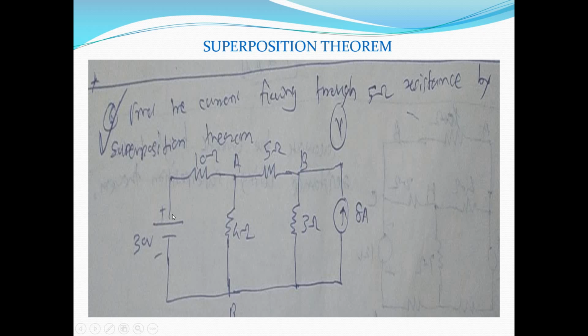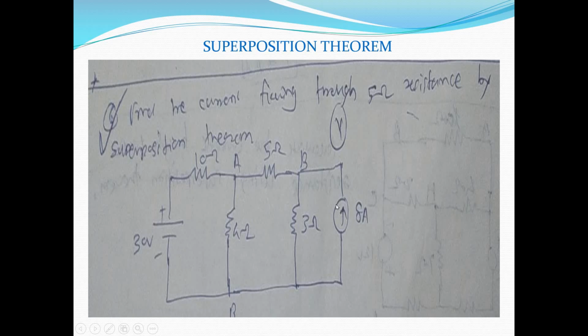In step 1, we'll find out the response only when the 30-volt source is present. At that time, the other source will be replaced by its internal resistance. Since it is a current source, it will be replaced by an open circuit. And we'll find out the current flowing through the 5 ohm. It will be represented by I suffix 5 ohm dash.